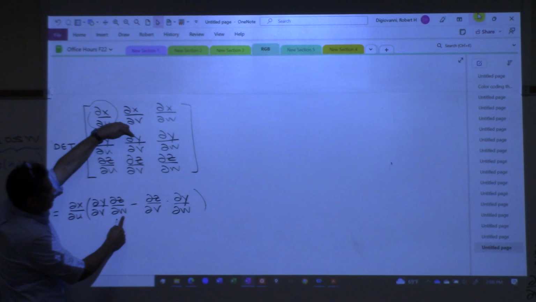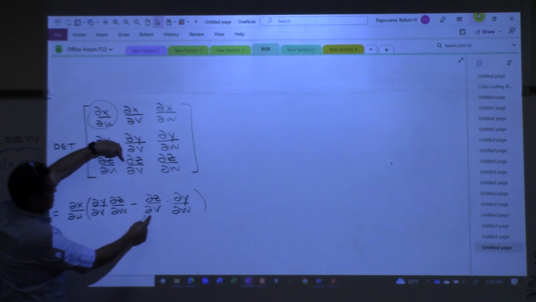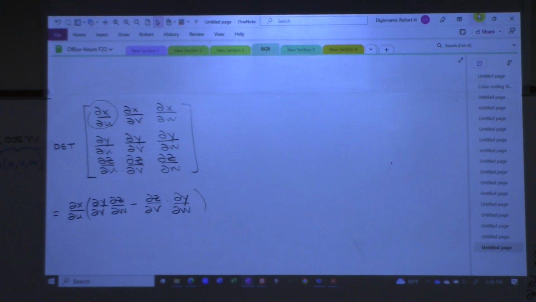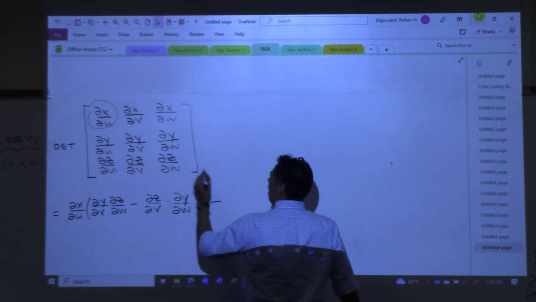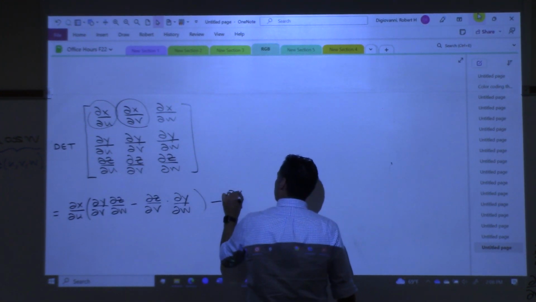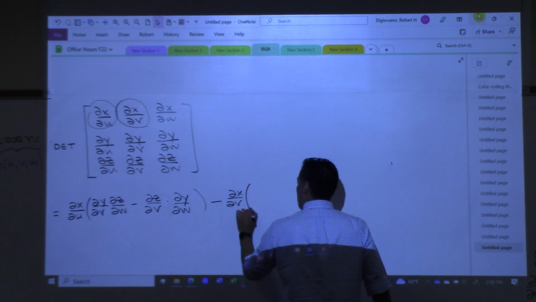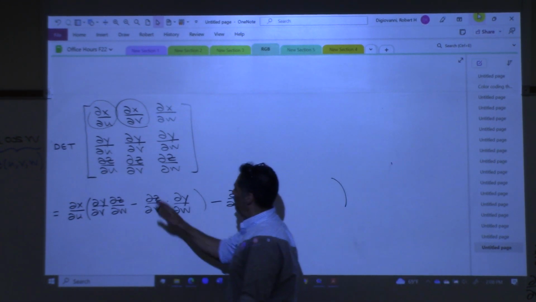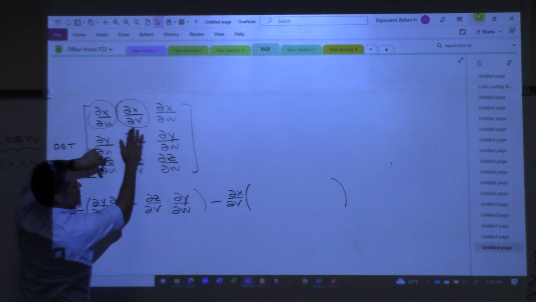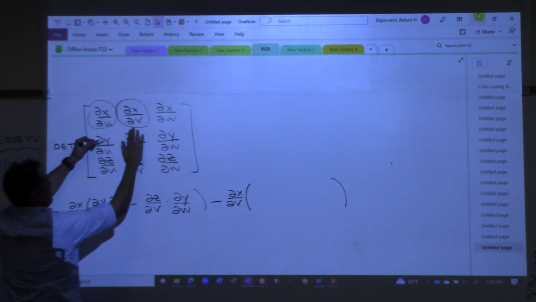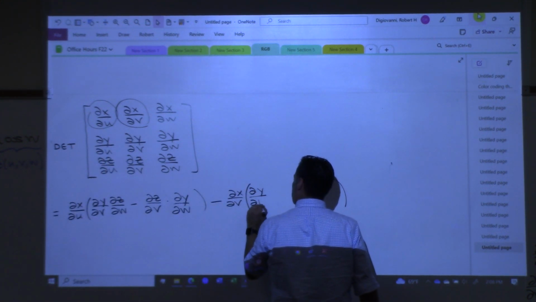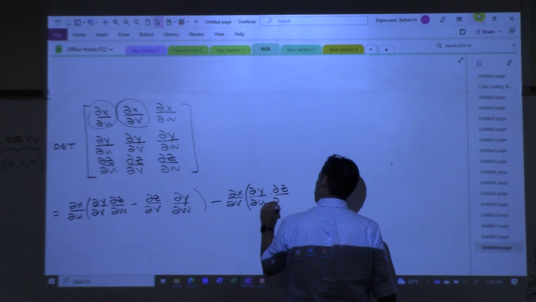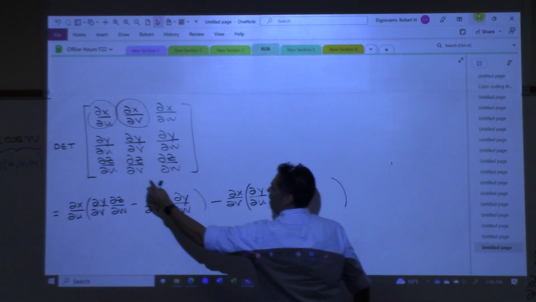We got to make sure everything's right. Minus this times that. Yes? Okay. Minus, because when you do determinants, you alternate signs. Minus, now we do this one. Partial x with respect to v, and then the determinant of these four right here. So partial y with respect to u times partial z with respect to w, minus now this one times this one.